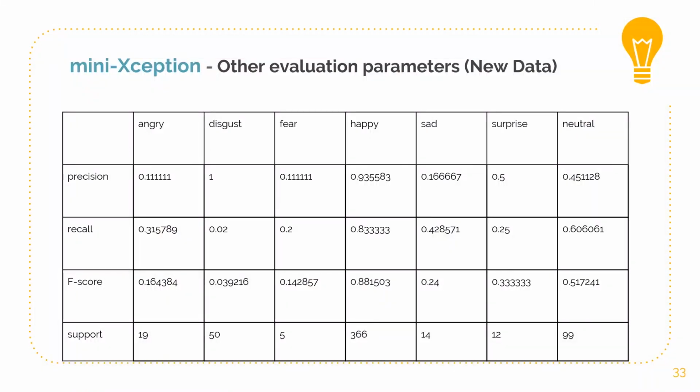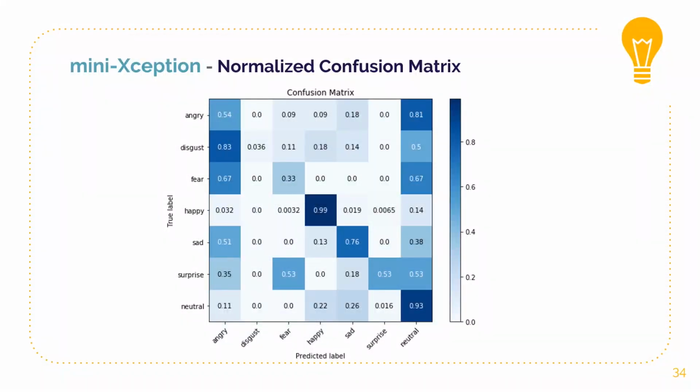Here are the other evaluation parameters for the new testing data for the mini-Xception model. This is the normalized confusion matrix for the mini-Xception model. And as we can see, it has very good predictive power for labeling happy and neutral, and it is also doing well on sad, surprised and angry, and it is doing pretty badly for disgust and fear.